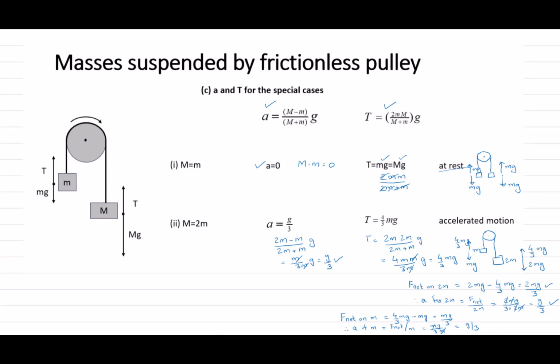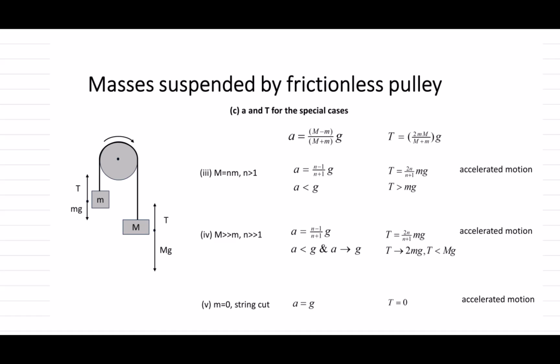And then we should also be able to cross-verify the F net, the net force on the smaller mass m, which will be 4mg over 3, that's the upward tension force, minus mg, the weight of the object in the downward direction. That will be equal to mg over 3. And then if we have to find the acceleration of m, that will be the net force over m, which is mg over 3m, which is g over 3, which is again matching with the acceleration that we derived earlier.